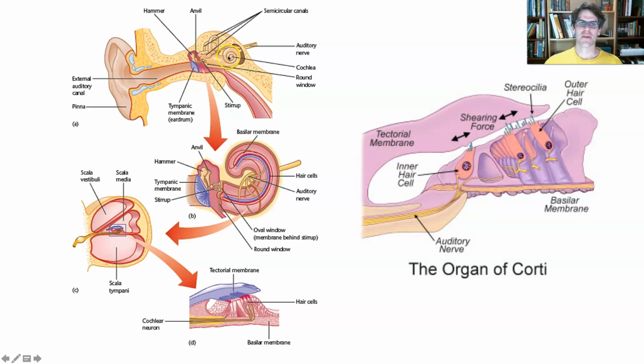Anyways, each one of these sensors then transfers its information when active to the auditory nerve that's going to go eventually to the auditory cortex. All right. So let's look at.